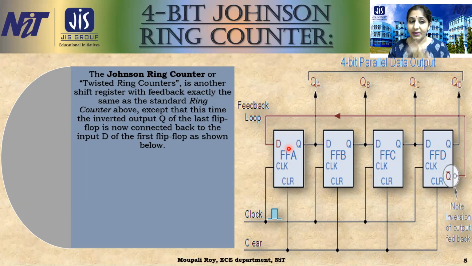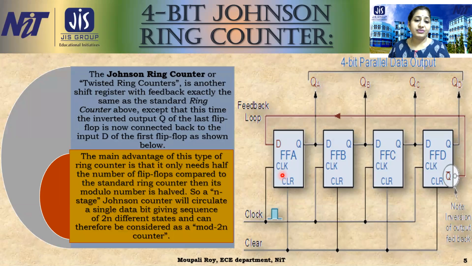So what are we getting? The twisted ring counter is another shift register with feedback, exactly the same as the standard ring counter above, except that this time the inverted output Q of the last flip-flop is connected back to the input D of the first flip-flop. As shown there, this one goes there. The main advantage of this type of ring counter is that it only needs half the number of flip-flops compared to the standard ring counter.